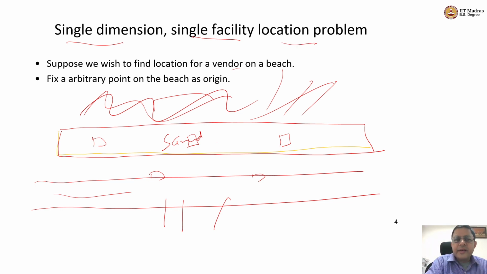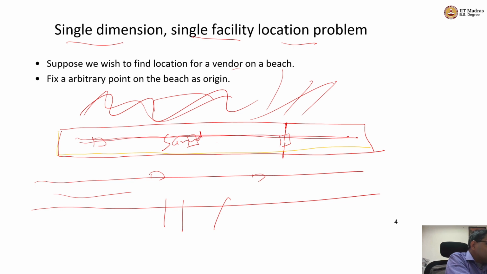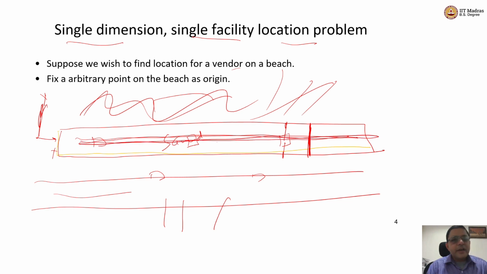Why is it a single dimension? First of all, because it doesn't matter whether the guy is located close to the sea or close to the road, right? I mean, what matters is people are going to be walking along the beach. People are going to be walking and sitting along the beach. This distance is not that great, right? This distance typically is not that great, and therefore this y dimension, if you think of this as x and y, right? This y dimension doesn't matter much. What matters is where do I locate my facility on this beach, on this horizontal axis. Therefore, to me, this looks like a single dimension problem.